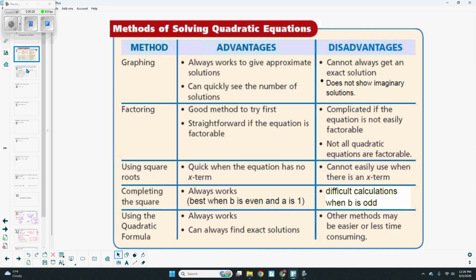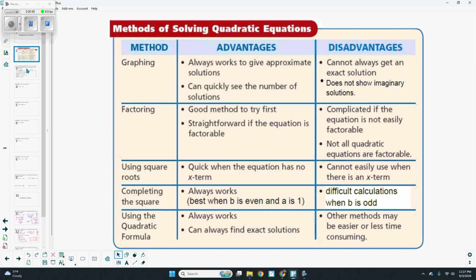Factoring has some advantages. It's always good to try it first, and it's straightforward if it's factorable, but not everything is factorable, and it could be complicated if you're dealing with some pretty big numbers. Square roots' advantage is it's quick when the term has no x term, nothing with a bx, but you can't use it otherwise. As long as there's a term with an x without a power to it, if there's an x squared and an x, you cannot use square roots.